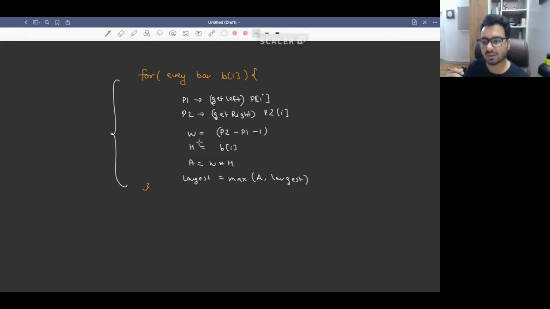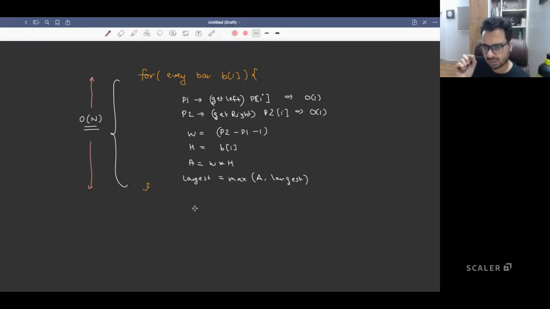How much time are you going to take now? These values are pre-computed, so you just do it in order 1 access. So now this is going to take order of n time. So you will still get the largest area under the histogram in linear time. Tell me, does this make sense?